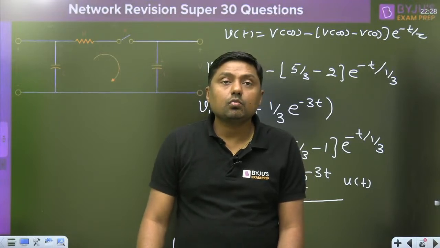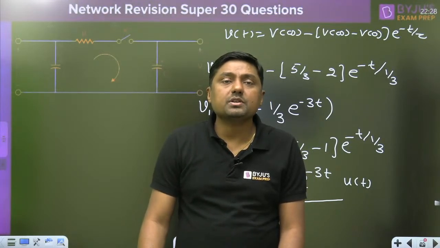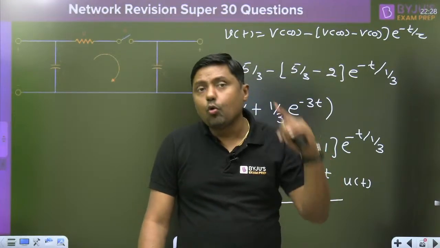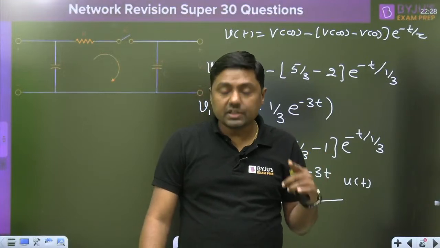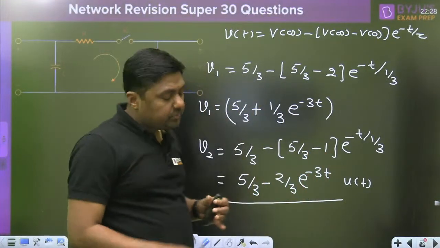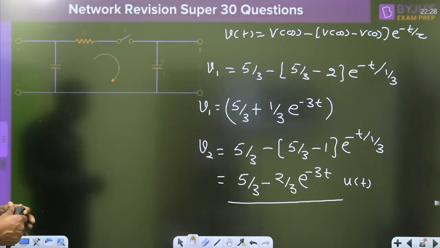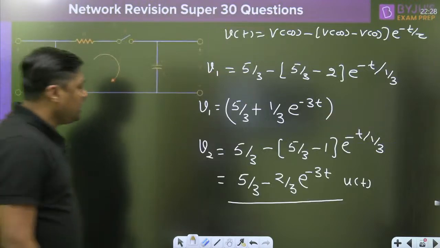Right? Sir, what is the answer if any voltage source is present in series? If any voltage source is present in series, that is called what? Forcing function. Yes, Kumar. Forcing function means the capacitor will charge. 5 by 3 minus 2 by 3 e raised to power minus 3t. That is the answer.